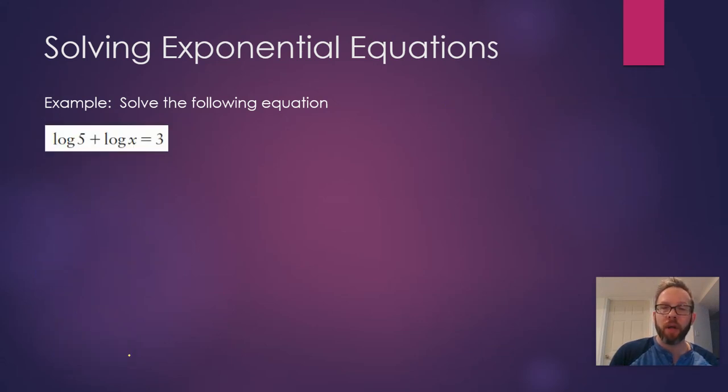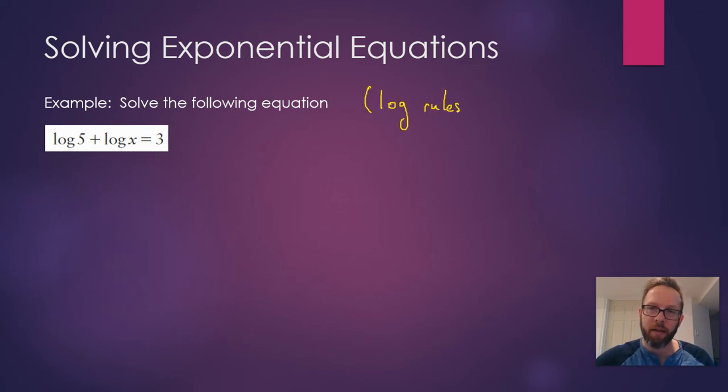Here we have an equation involving logs. So our goal is to get the x by itself. One strategy is to use your logarithm rules to see if you can combine and simplify things and make it easier to isolate a variable. So I can recognize here that I'm adding 2 logs, and we reviewed earlier that I can write that equivalently as the log of the product, 5 times x, or 5x, equals 3.